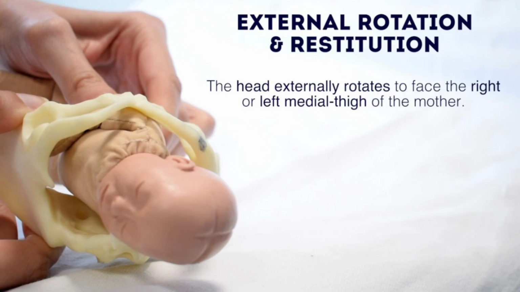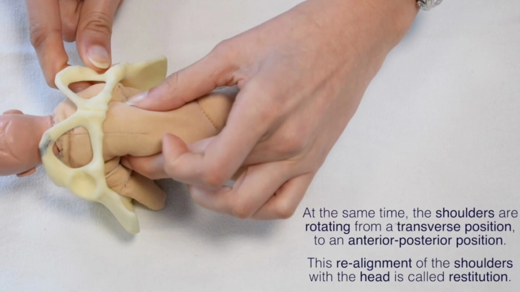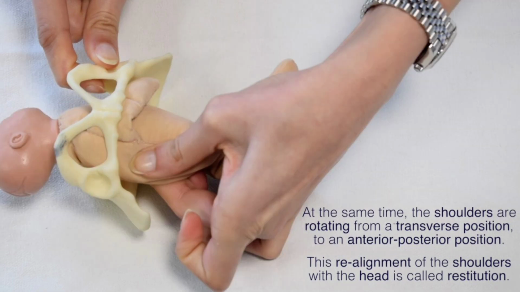Our next mechanism is external rotation and restitution. What will happen here? Once the head is delivered outside, now the shoulders reach the pelvic floor. So visually we can see the head externally rotate to face the right or left medial thigh of the mother. So this is the external rotation. What is restitution? The shoulders are rotating from the transverse position to the anteroposterior position. Here the realignment of the shoulders with the head is called restitution.